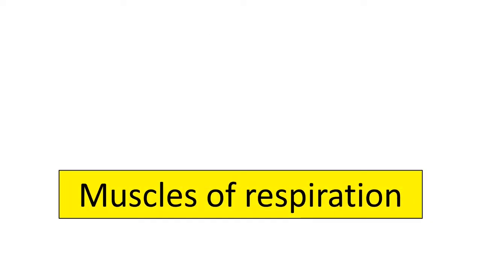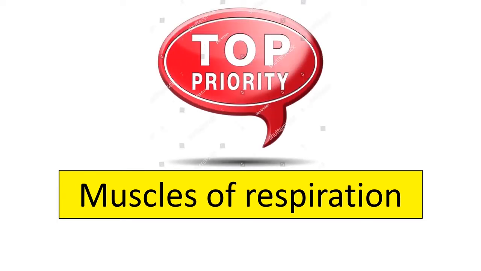Now we know that muscles are arranged in groups. The head has its own muscles, the neck has its own muscles, so do the arms and the legs and the abdominal wall and the back. Now, the top priority is the group that helps the process of respiration. So we are going to address this group of muscles first.